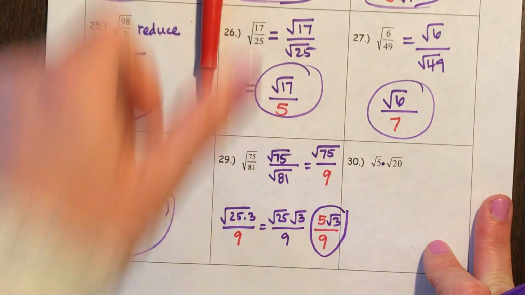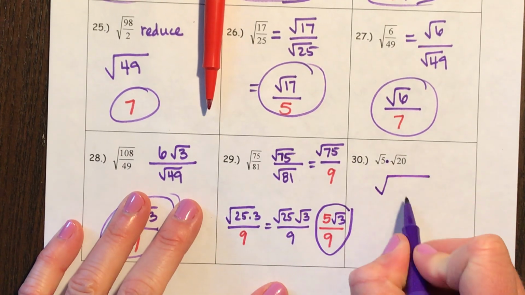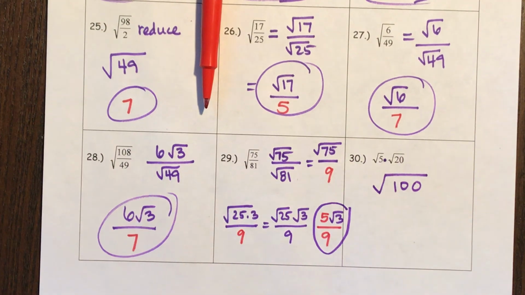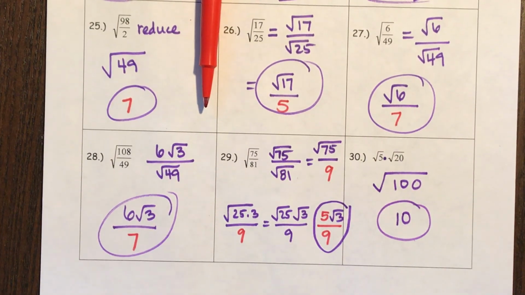All right, one more. 5 times 20. That's 100. What's the square root of 100? It's 10.